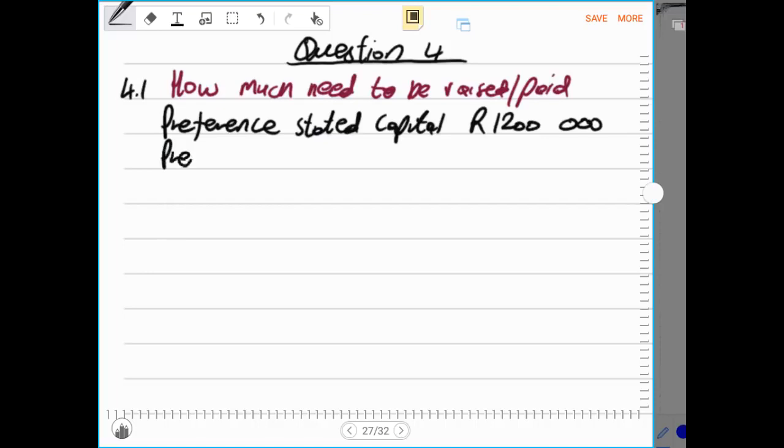Therefore, now we have the premium at redemption. And our premium at redemption, I think it was 60,000 if my memory still serves me. I think it was 60,000 rands.